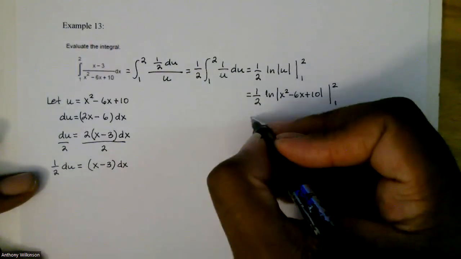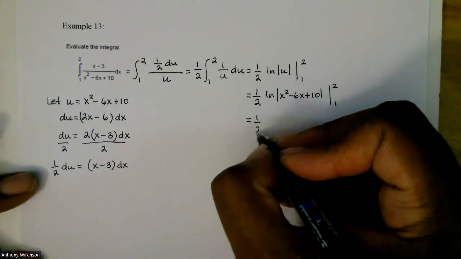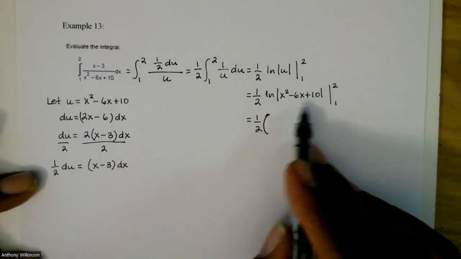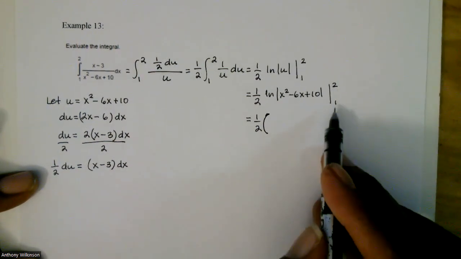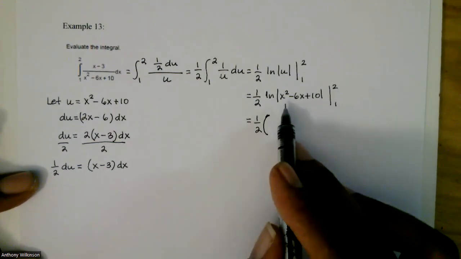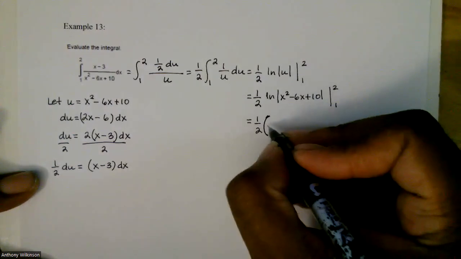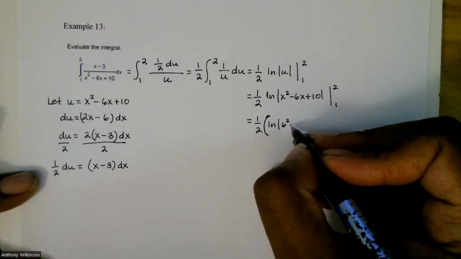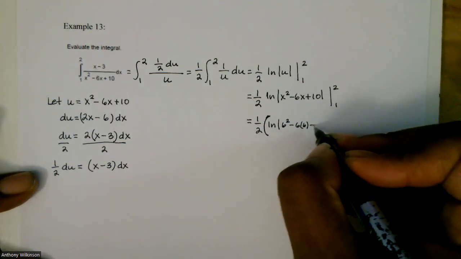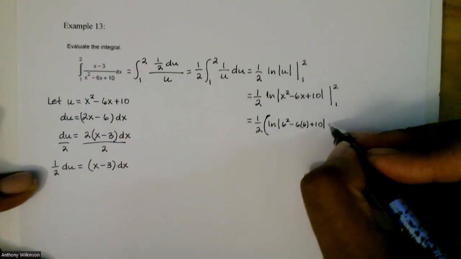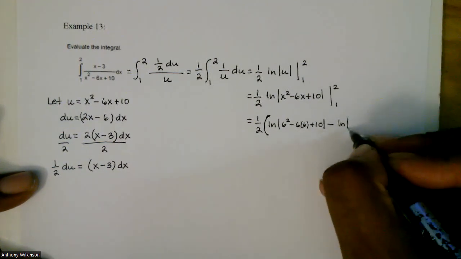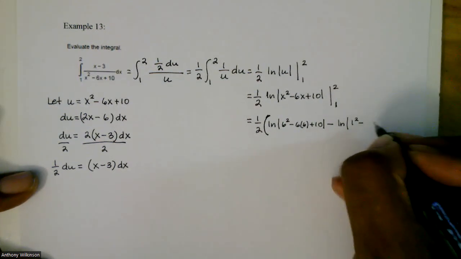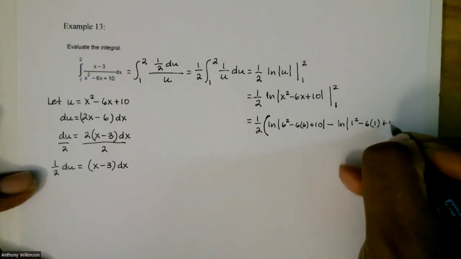All right, so now I'm going to bring down the 1/2 and just focus on that ln of x squared minus 6x plus 10 on these limits from 1 to 2. Upper limit minus the lower limit. So here, the upper limit would be ln of 6 squared minus 6 times 6 plus 10, minus the lower limit, ln of, x value is 1, so it'll be 1 squared minus 6 times 1 plus 10.